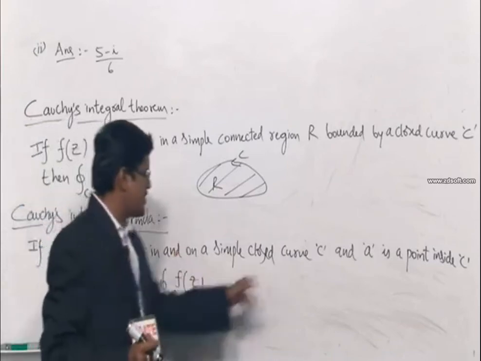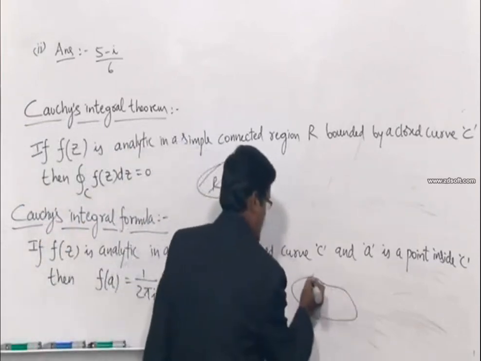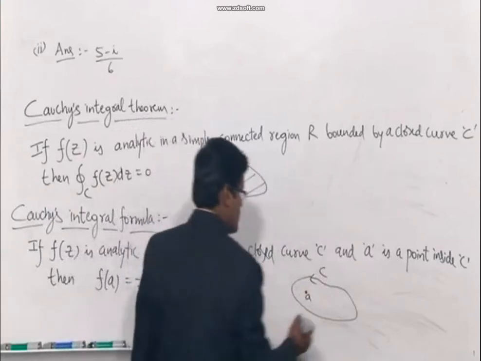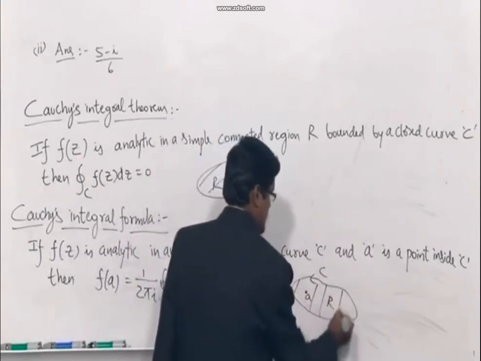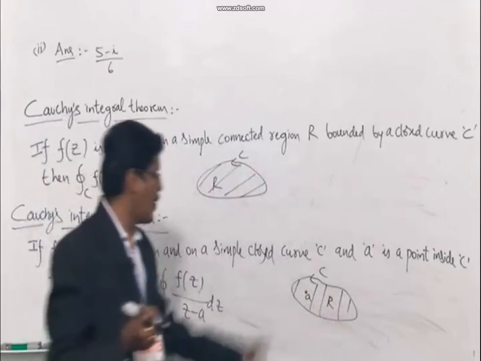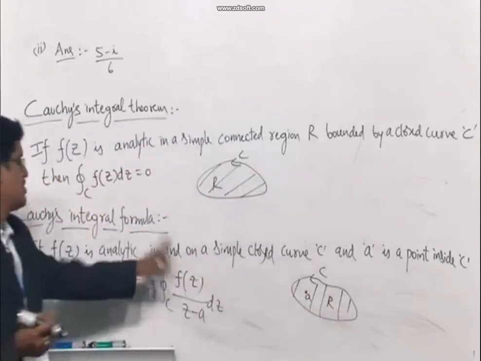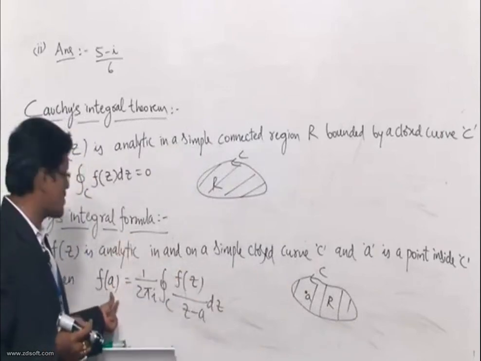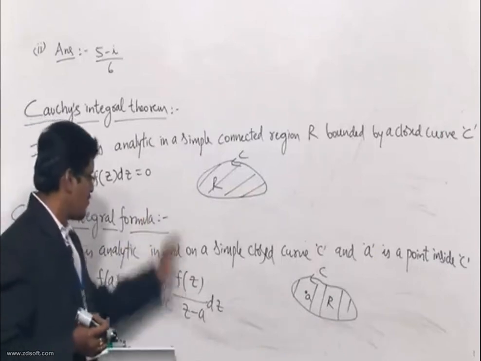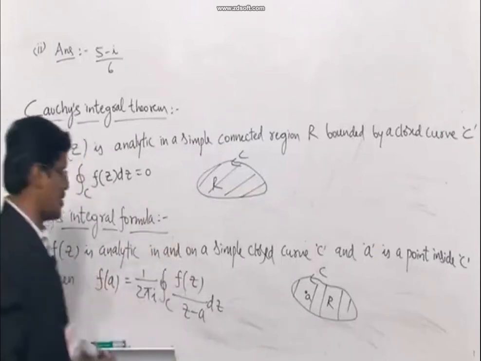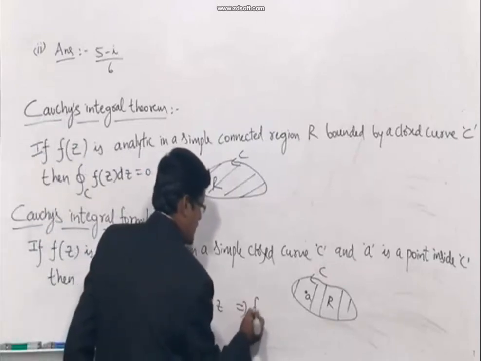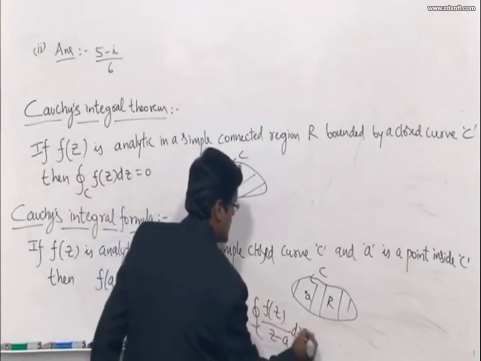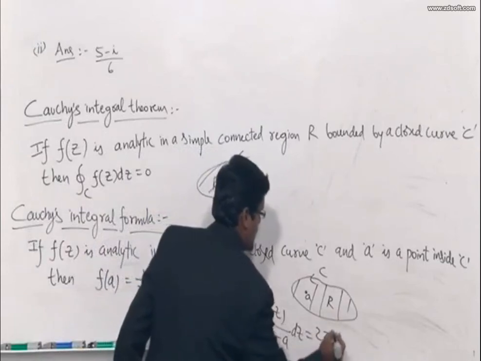See, f of z is analytic in and on a simple closed curve C, and a point inside is denoted by A. So this is the region R, the shaded part. Inside the region I have taken a point A. At this point, how to find the function value? It is 1 over 2 pi i, integral over C, f of z by z minus A, dz. But based on this result, the question is not asked like this, find the value of f of A. The question asks, find this integration value. That means bring the 2 pi i to the other side. So this can be written as integral over C, f of z by z minus A, dz is equal to 2 pi i into f of A.